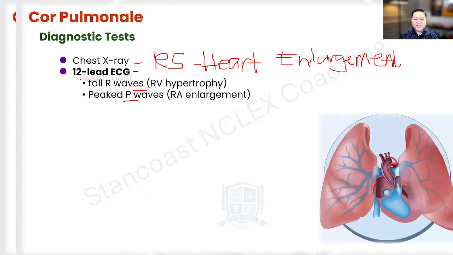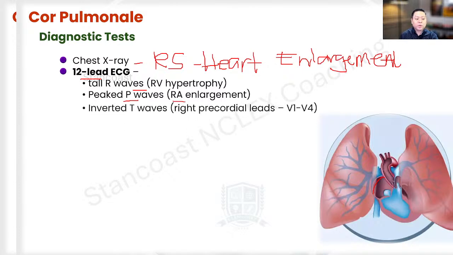Now, there's also the appearance of the peaked P waves. So this is very unusual. And this is going to be seen in a patient with right atrial enlargement. So please pay attention. The peaked P waves will be seen when there is enlargement of the right atrium, whereas the tall R waves are seen when there is right ventricular hypertrophy.